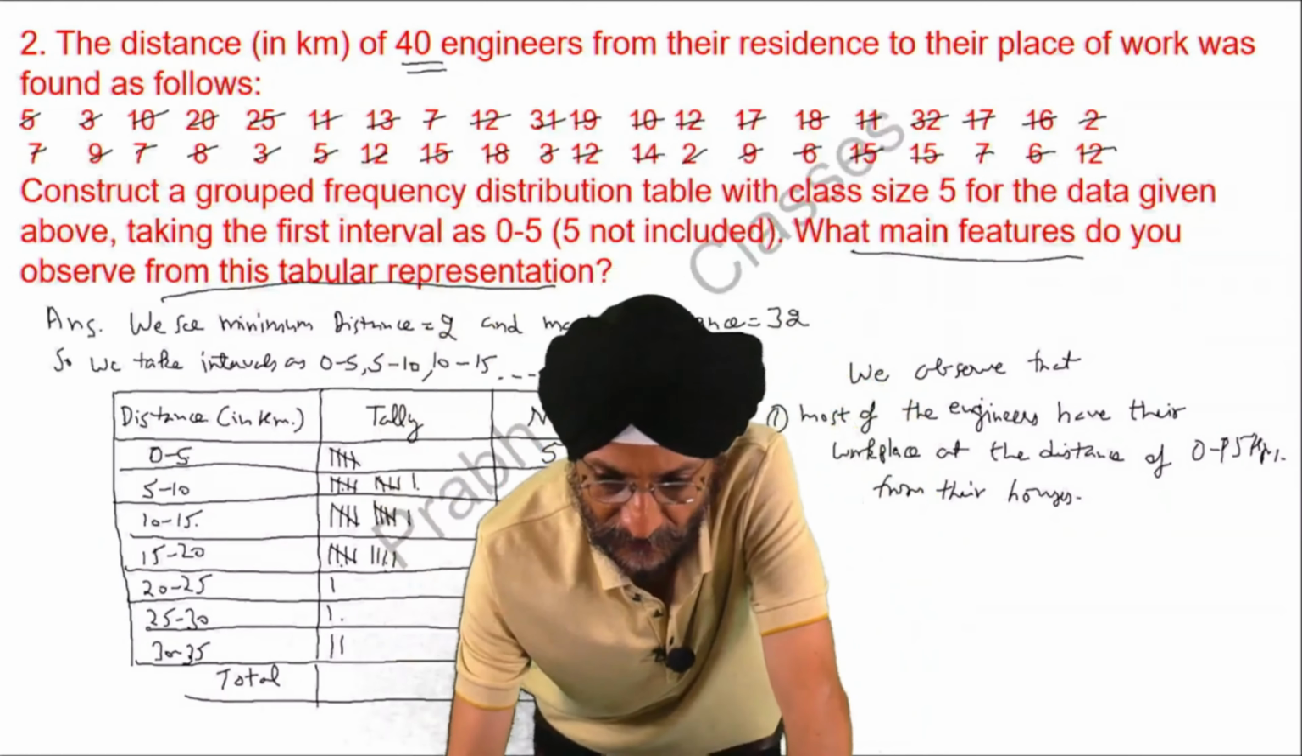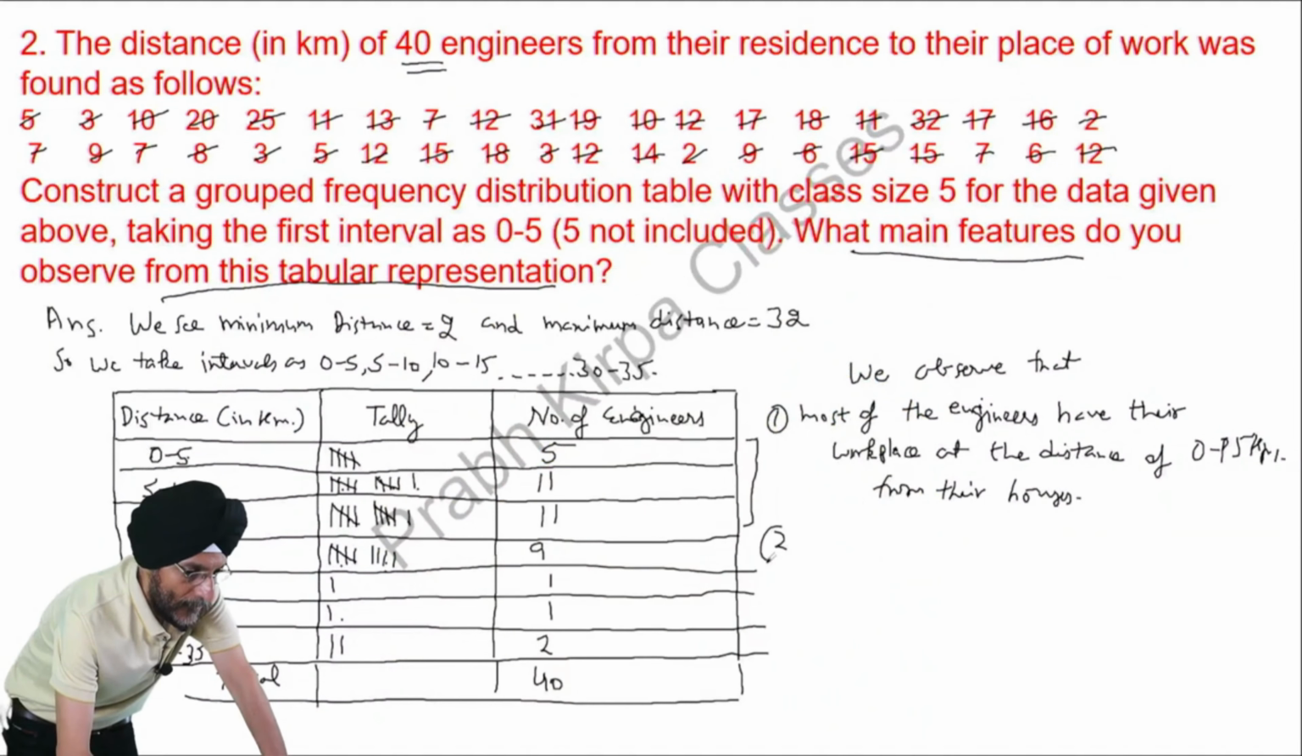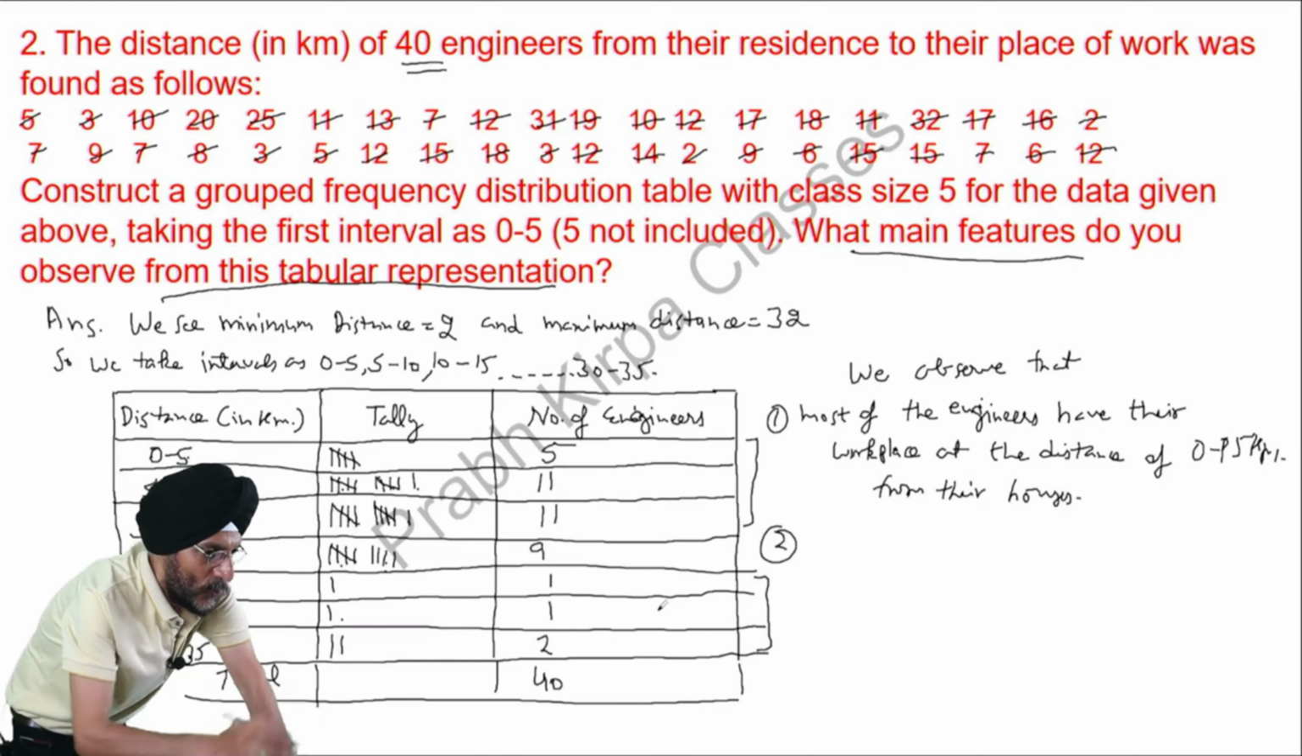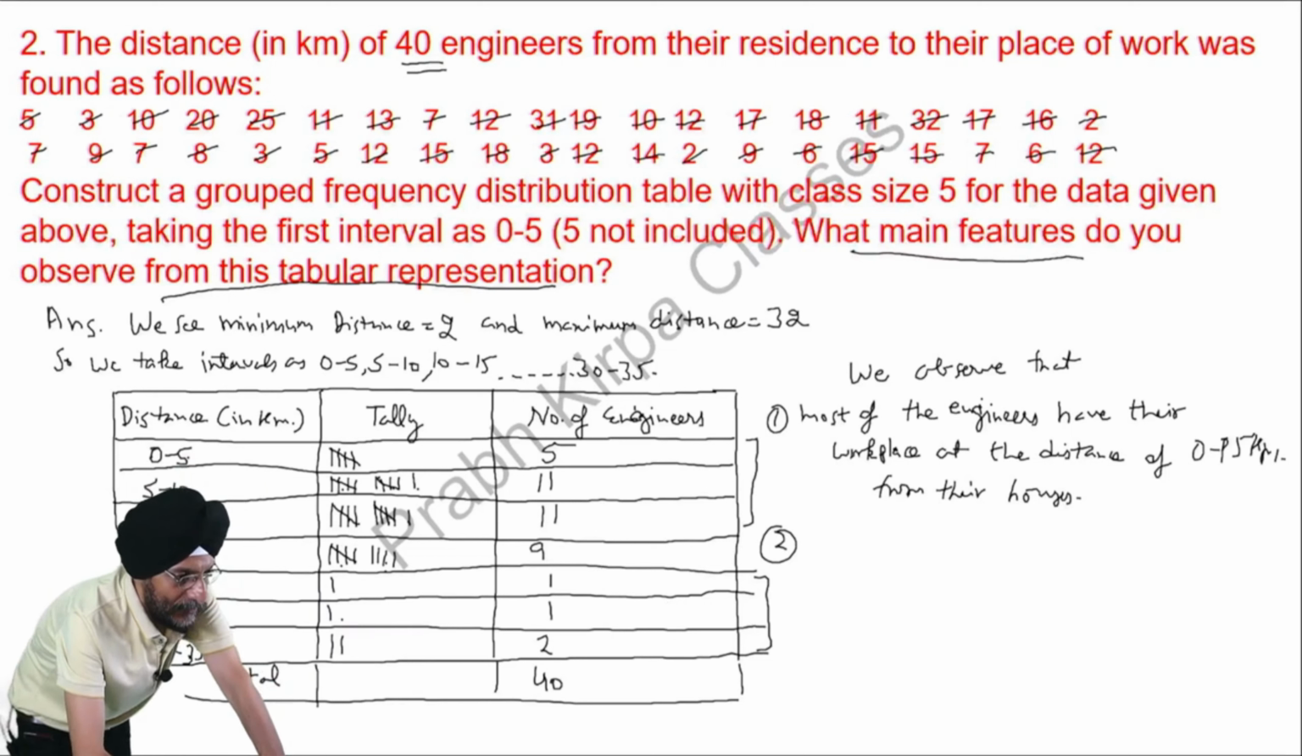We also find that these are the minimum figures, 1, 1, 2. That is, there are very few engineers who have to travel the distance between 20 to 35.